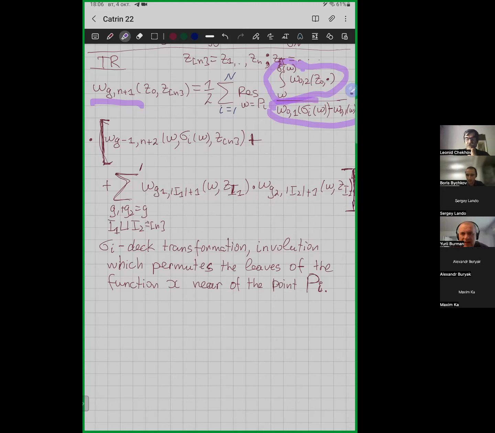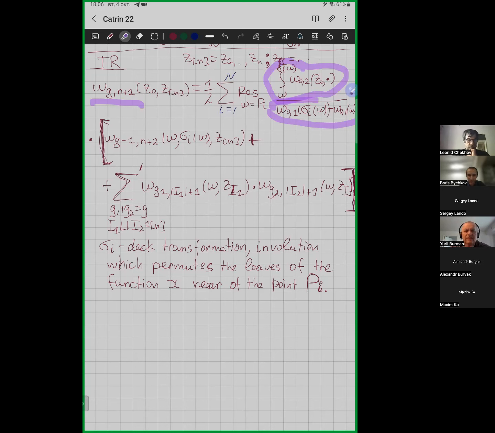Question. Omega G0 does not exist, does it? And n cannot be 0 here. So n is greater than 0. And omega 1,1, can you obtain it from this formula? I don't see it.